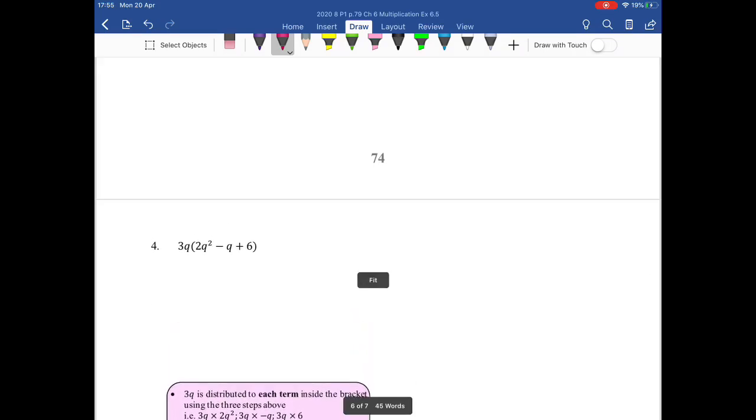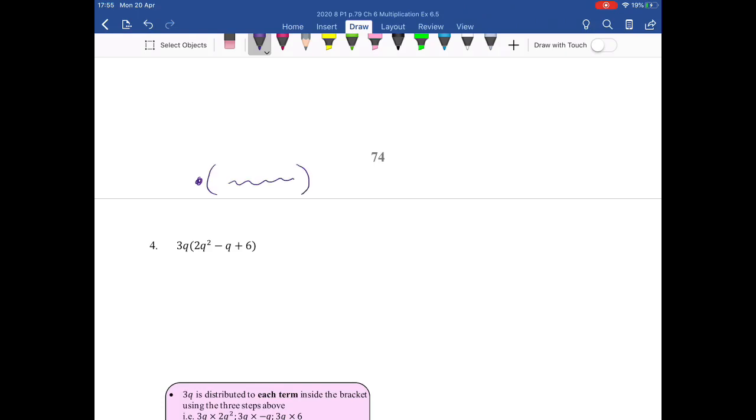Right, let's look at number 4. They get progressively more difficult. So the one outside, this is called distribution. When you have this lonely little soldier outside and you have this whole group of terms inside. So we are going to take 3q and we're going to multiply it by 2q squared. Signs, numbers, letters. So they're both pluses, so my answer is going to be plus. Then I do numbers. 3 times 2 is 6.